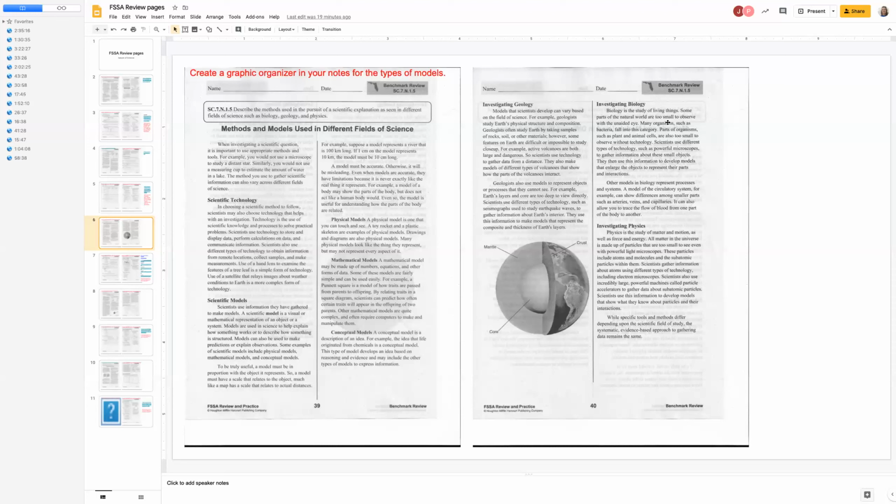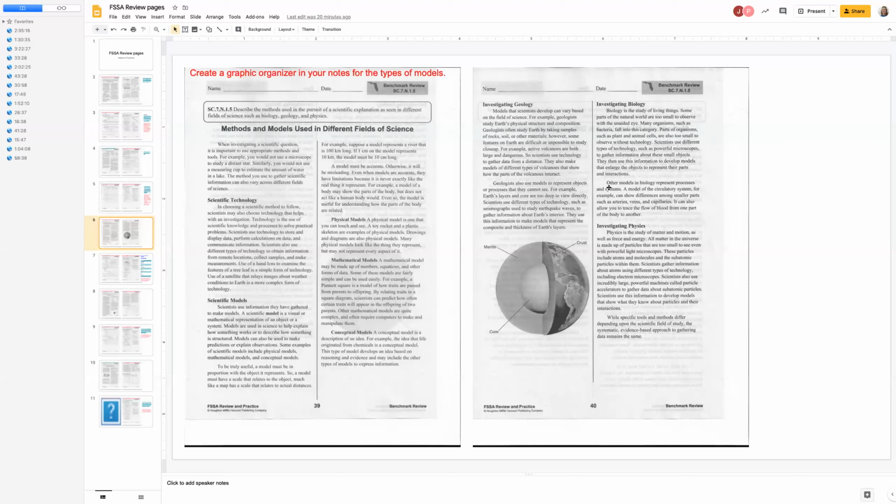Some parts of the natural world are too small to observe with the unaided eye. Many organisms, such as bacteria, fall into this category. Parts of organisms, such as plant and animal cells, are also too small to observe without technology. Scientists use different types of technology, such as powerful microscopes, to gather information about these small objects. They then use this information to develop models that enlarge the objects to represent their parts and interactions.